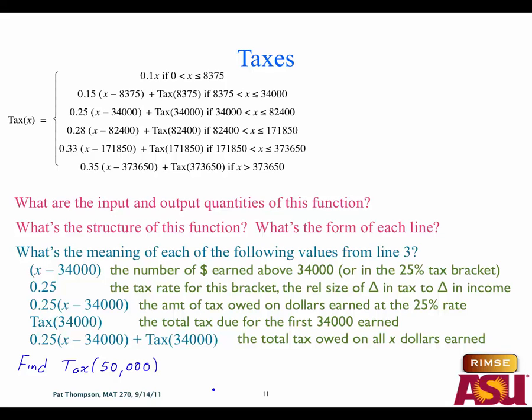Okay, quick. Find tax of 50,000. Find the value. How much tax do you owe on 50,000? Go. Quick. $8,681. You already got it? Okay. So we're gonna confirm Carla's answer. How much is it? $8,681.25. See if you confirm that. Everyone, work it out.